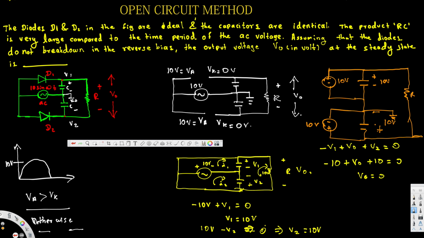Okay, so we found out the voltage across here is 0 voltage. VO is equal to 0 voltage. That's the final answer, 0 voltage. And that's how we do this kind of problem.